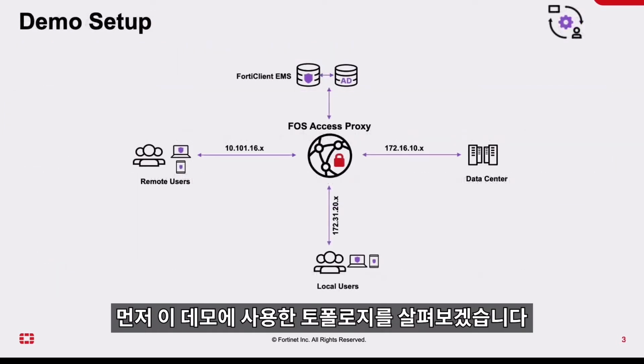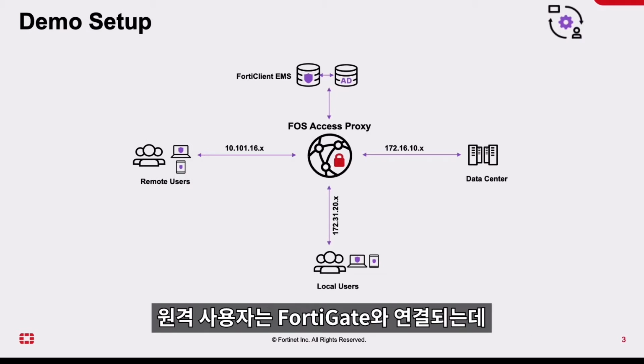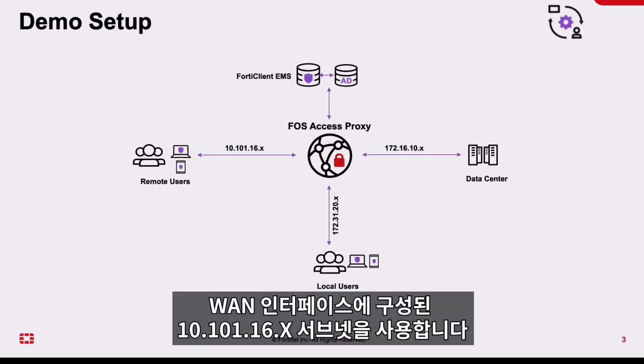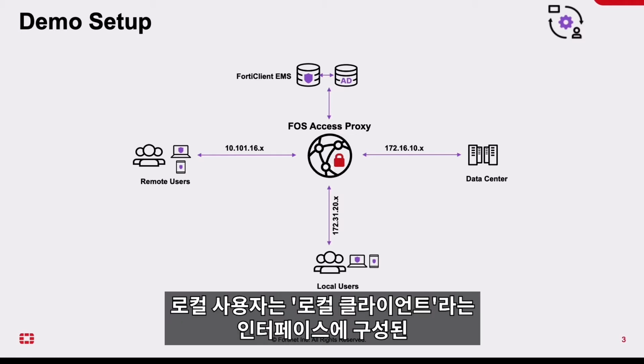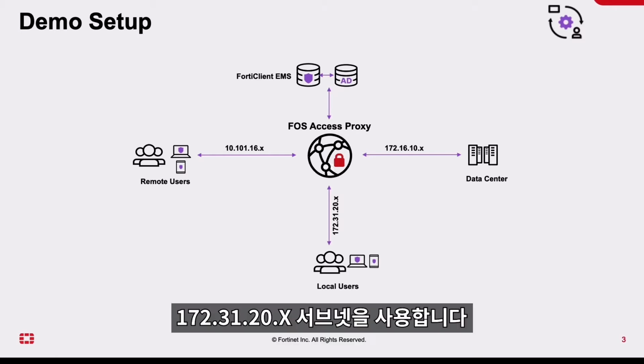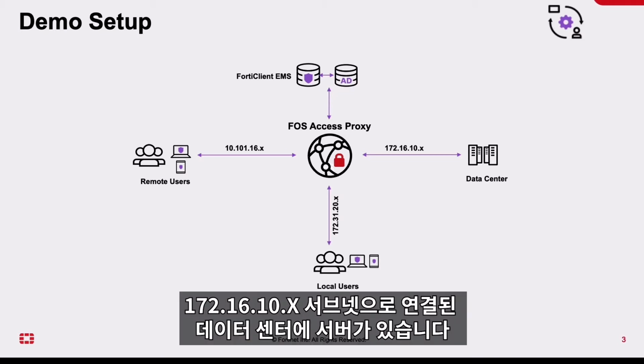Before diving into the configuration portion, let's look at the topology used for this demo. The remote users are connected to FortiGate on the 10.101.16.x subnet configured on the WAN 1 interface. Similarly, local users are connected via the 172.31.20.x subnet configured on the VLAN interface named local clients. And servers are sitting behind the DC server VLAN on the 172.16.10.x subnet.